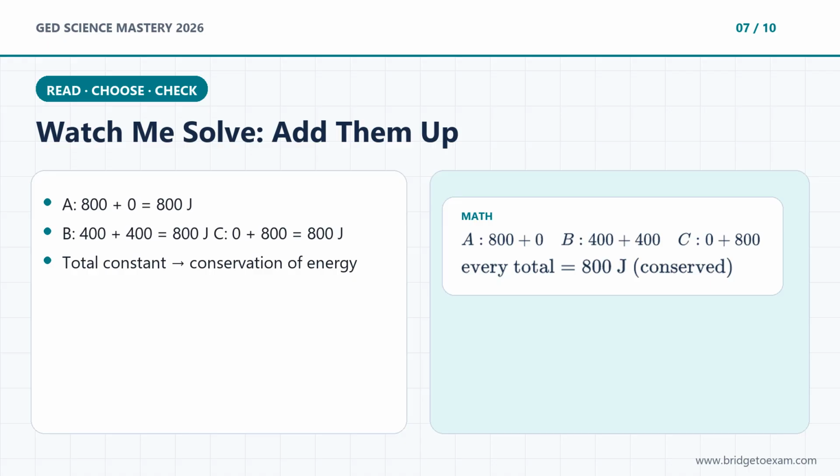Let's answer the key question. What is the total energy at each point? And what does it show? Read. The total is just potential plus kinetic at each point. Choose. At point A, 800 plus 0 is 800 joules. At point B, 400 plus 400 is 800 joules. At point C, 0 plus 800 is 800 joules. Every single total is 800 joules. As the cart rolls down, potential energy converts into kinetic energy, but the total energy stays 800, a perfect picture of conservation of energy. Check. Nowhere does the total change. The energy only shifts from stored to motion.